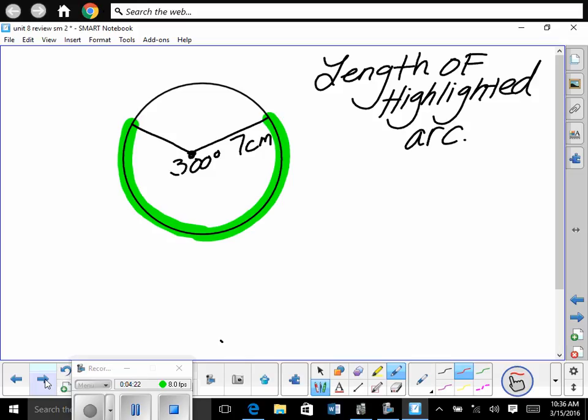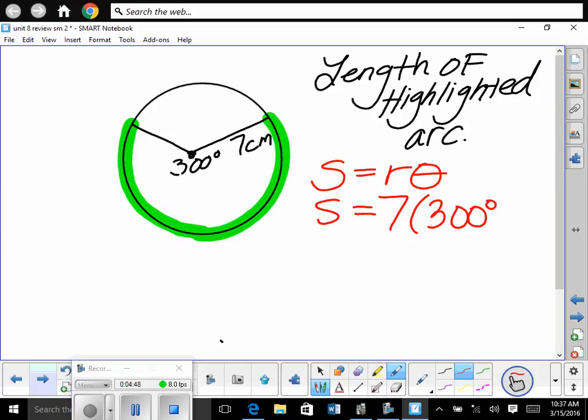Yes, anytime we're dealing with length, it's physical length. Guys, S is equal to R times theta. If you don't know that, you're not going to pass the test tomorrow. Okay? So radius times theta. So S is equal to our radius, which is what? 7 times theta, which is what?